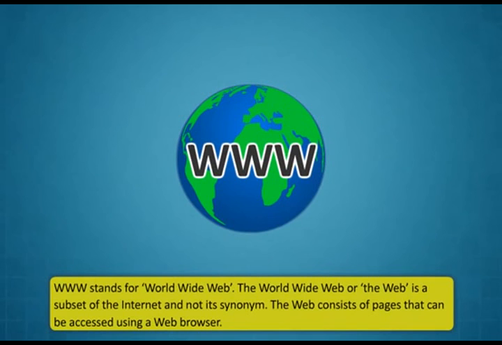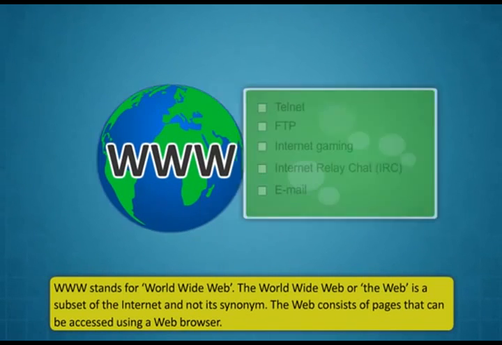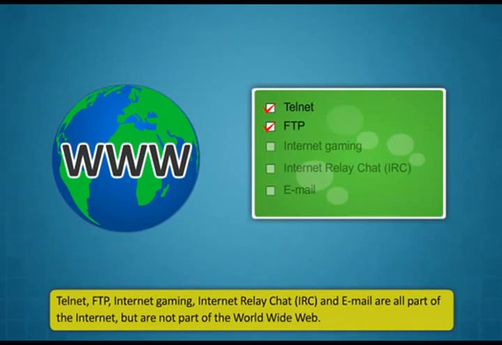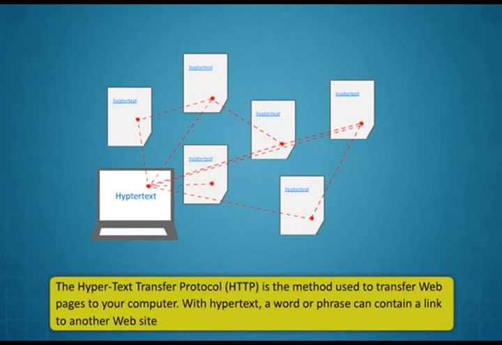The World Wide Web or the web is a subset of the internet and not its synonym. The web consists of pages that can be accessed using a web browser. Telnet, FTP, Internet Gaming, Internet Relay Chat or IRC, and email are all part of the internet, but are not part of the World Wide Web. The hypertext transfer protocol is the method used to transfer web pages to your computer. With hypertext, a word or phrase can contain a link to another website.